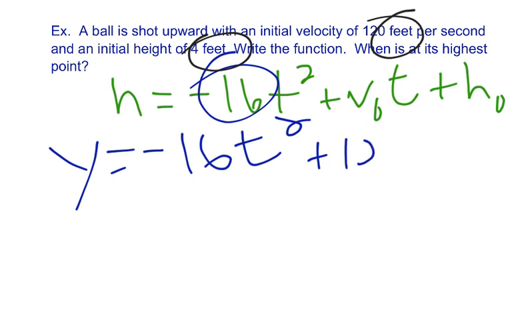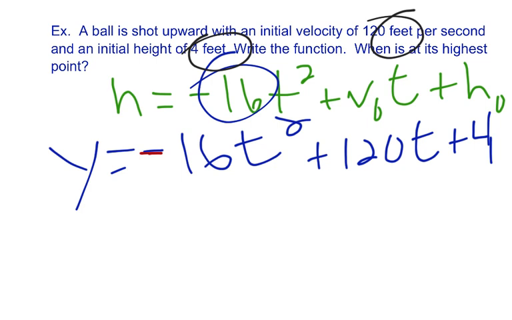So it's plus 120t, and there's an initial height of 4 feet. And so you have the 4 feet there. So that's your function, y equals negative. Now, it's sort of tough to see but this is a negative right there. Negative 16t squared plus 120t plus 4.